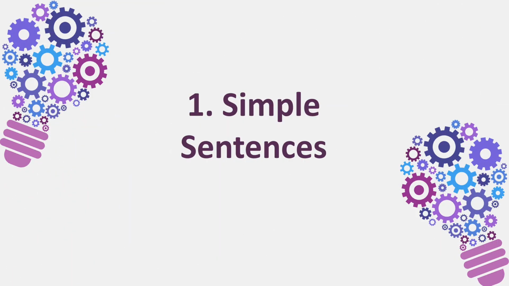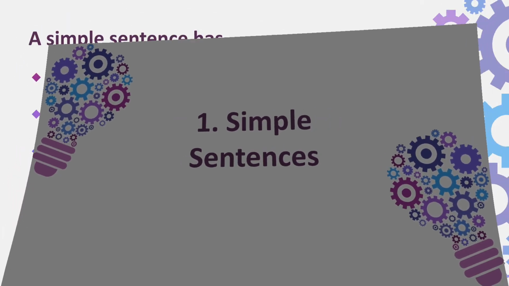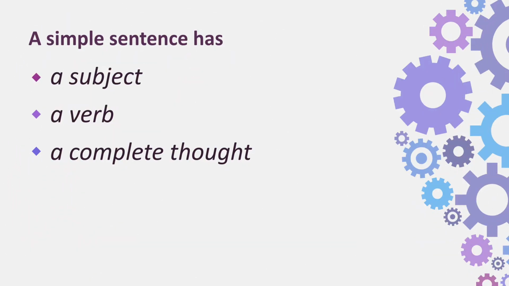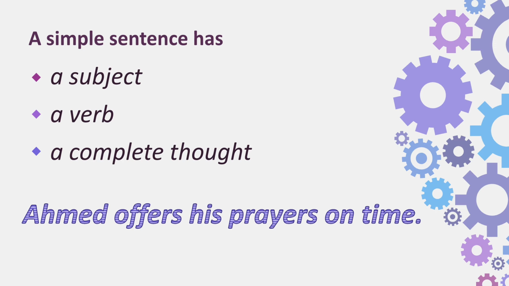Let's look at the simple sentences. A simple sentence has a subject, a verb, and it gives a complete thought. For example, Ahmed offers his prayers on time. Ahmed is the subject, offers is the verb, and the sentence communicates a complete thought.